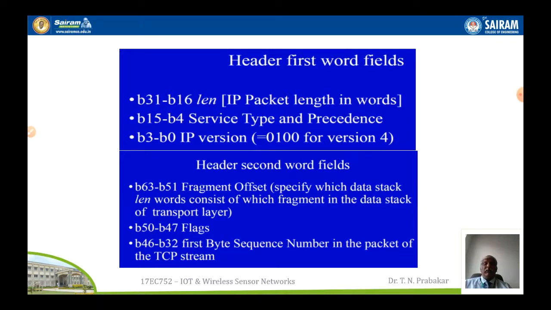B16 to B31 will be the length, B4 to B15 will be the type and the precedence, and B0 to B3 will be the IP version. B51 to B63 will be the fragment offset, B47 to B50 will be the flags, and B32 to B46 will be the first byte sequence number in the packet.